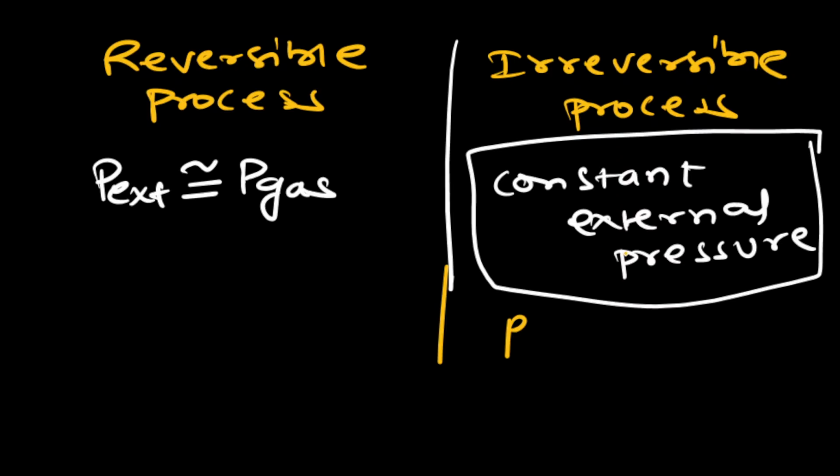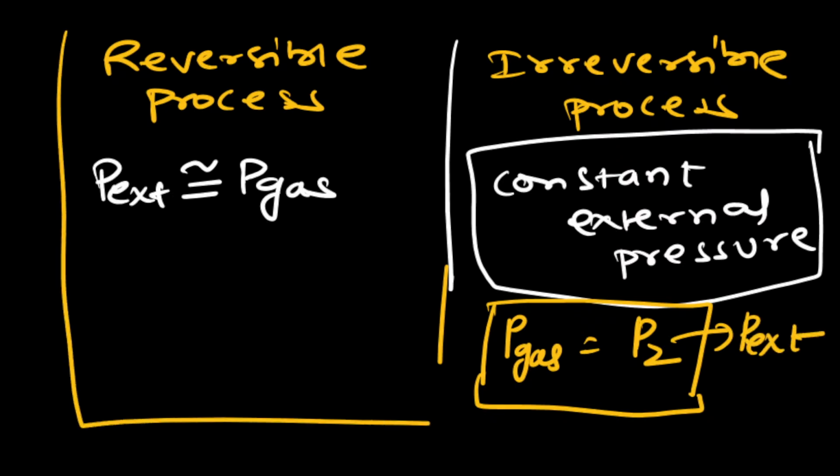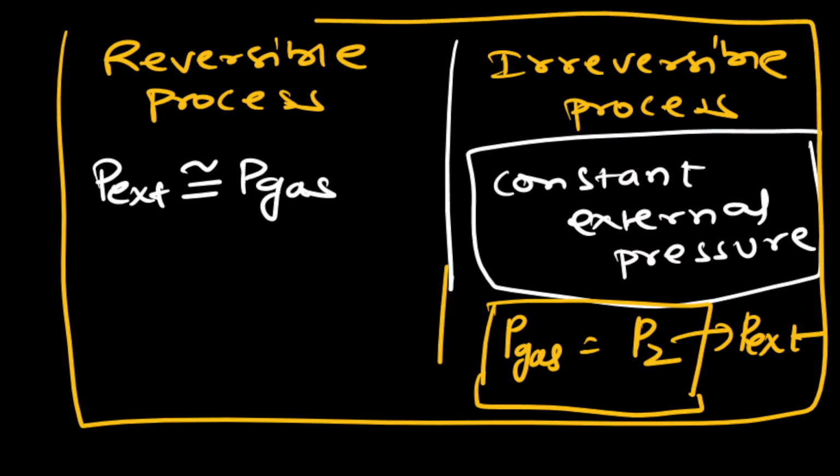Here the final pressure means the constant external pressure. If that happens, now P gas will be equal to the final pressure, that is P2. P gas will be equal to the final pressure, which is called the external pressure. P2 is nothing but the external pressure. Only these two key points, if you remember, then whatever work done formulas we are going to derive, you will not get any confusion or doubt over there, and the question terminologies will also be clear for you.